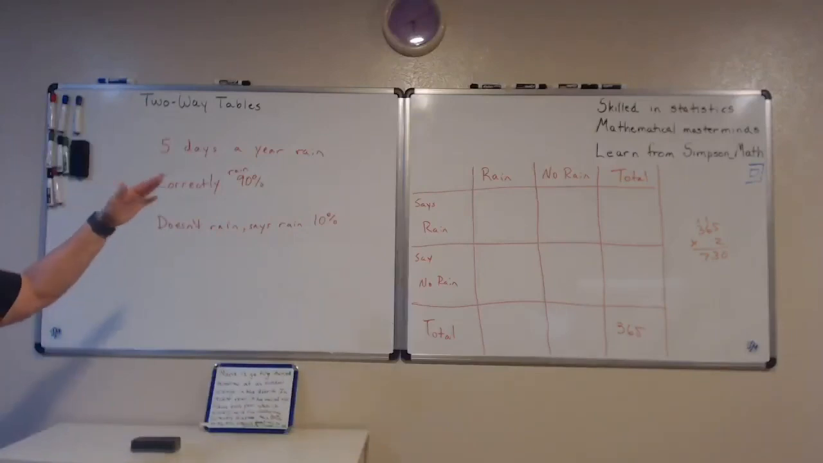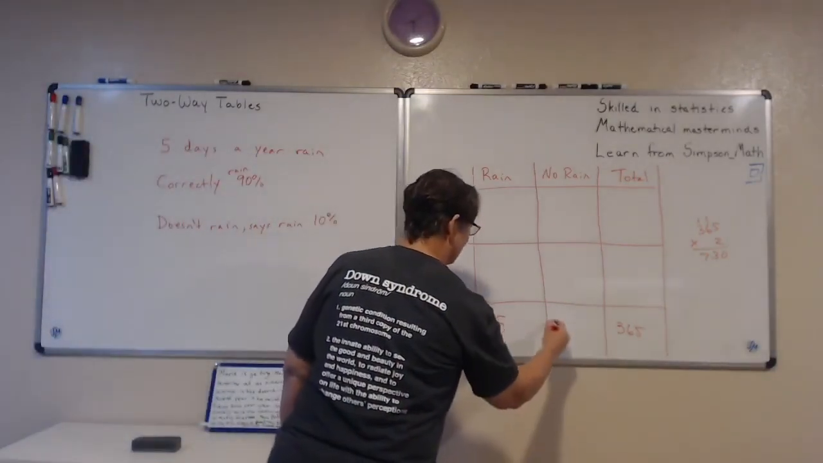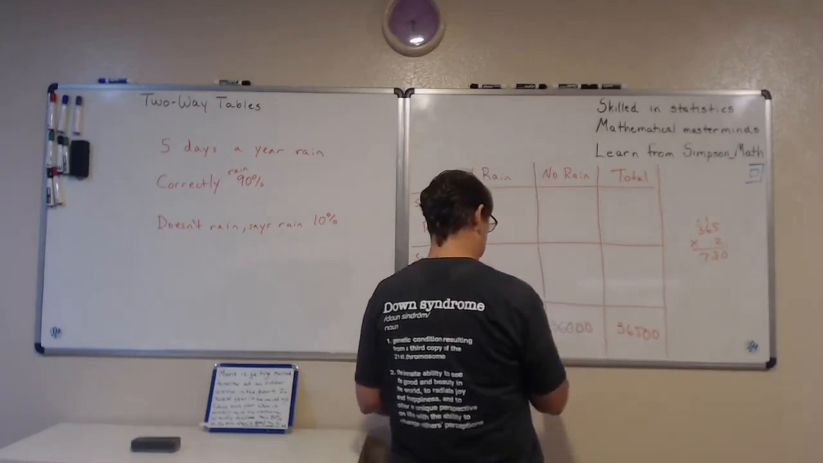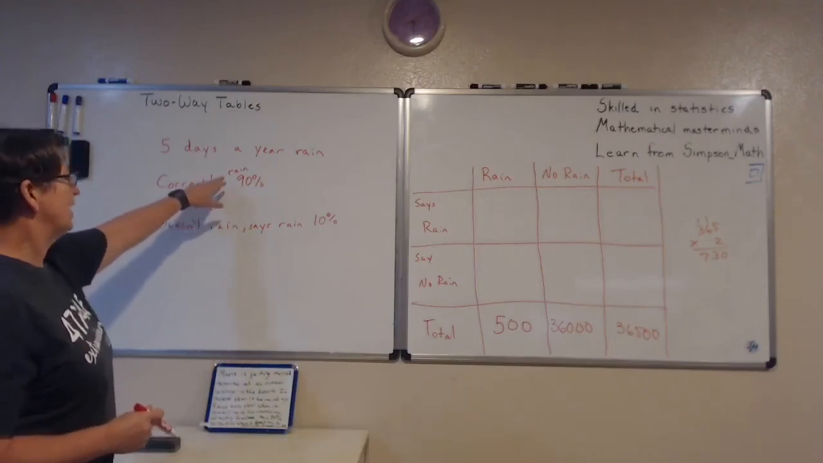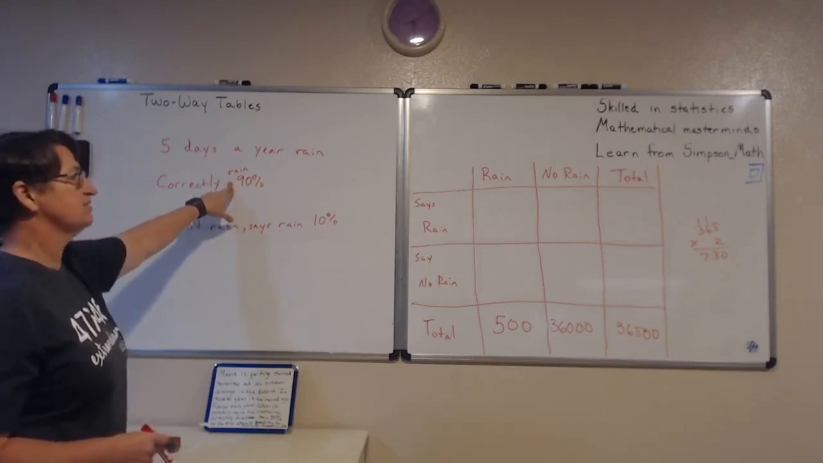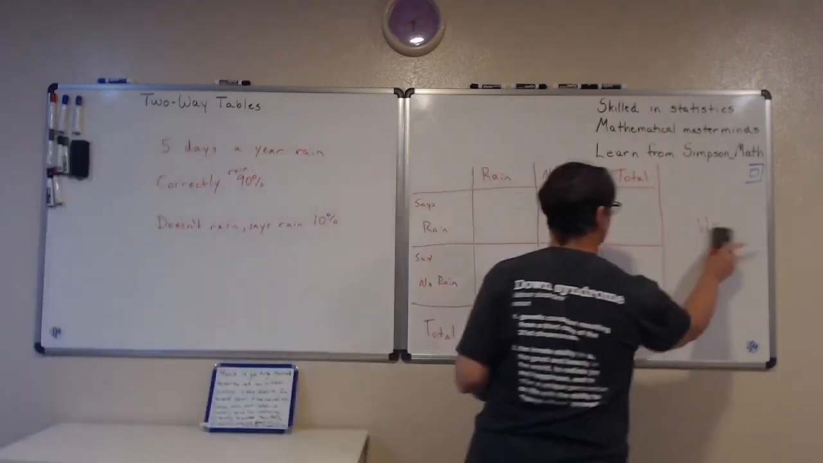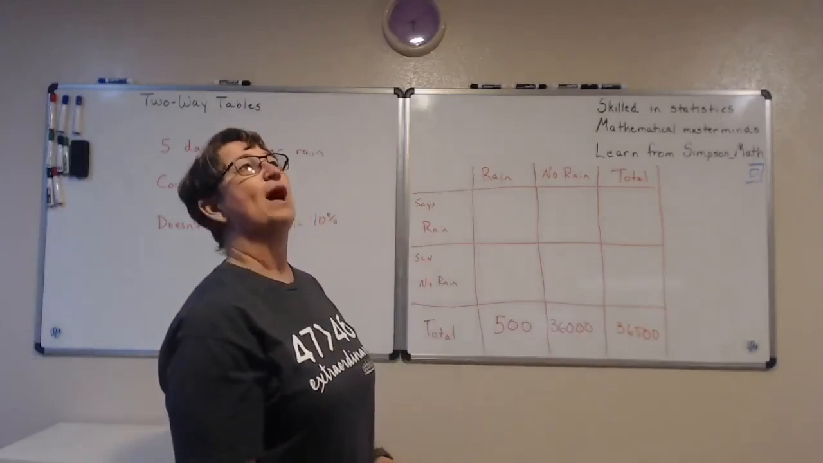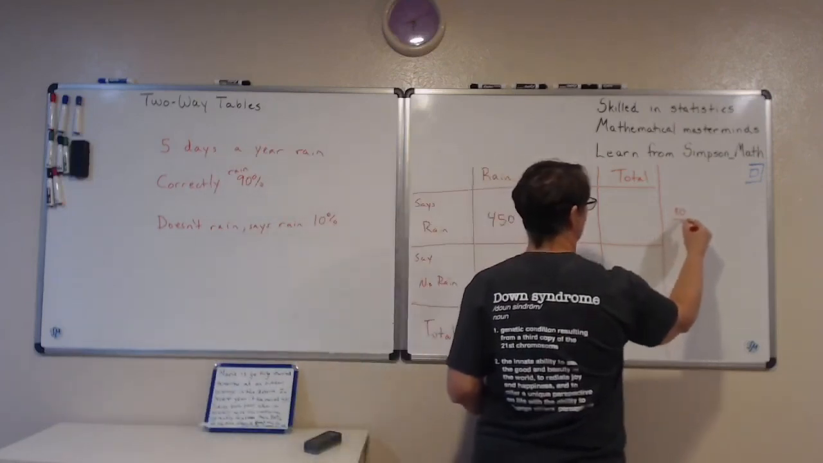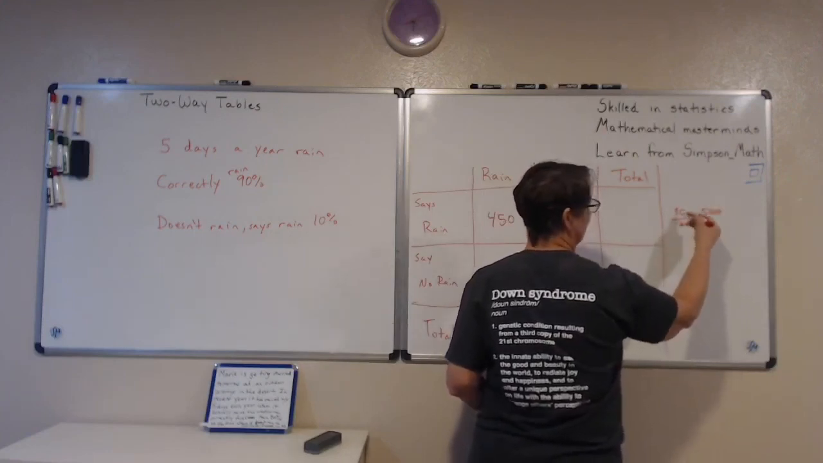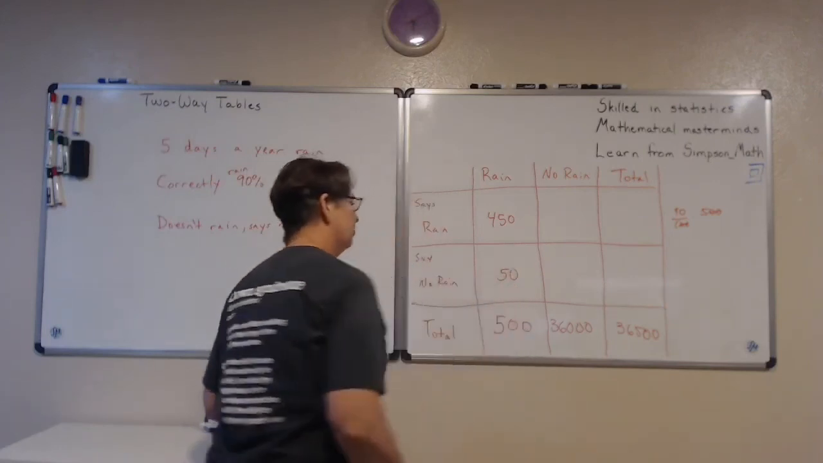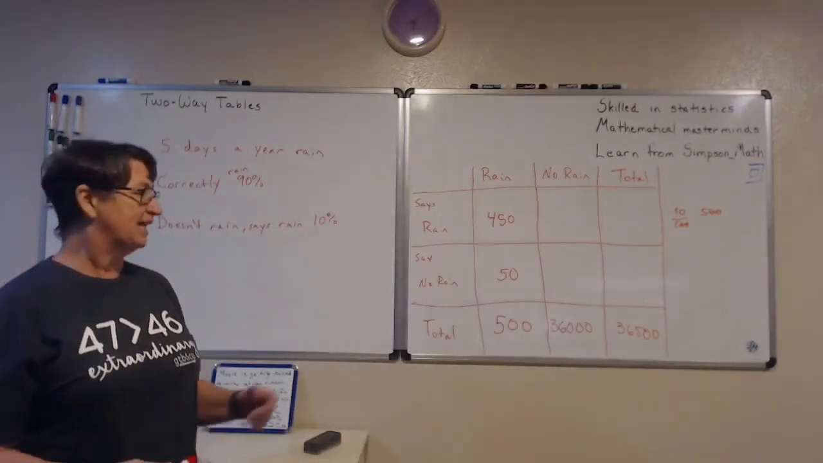So, we know that 5 days out of the year it rains, which means 360 it does not. Maybe we add some zeros just to make it easy for ourselves. He correctly predicts rain when it rains 90% of the time. So when it rains, 90% of those days, he's going to say it rains. So out of 100, it would be 90. So out of 5 of those hundreds, it would be 450, or 90 out of 100 times 500. So I'm doing 90 times 5, the 0, and then 45, subtract. So 50 days when it rained, he said it didn't rain.